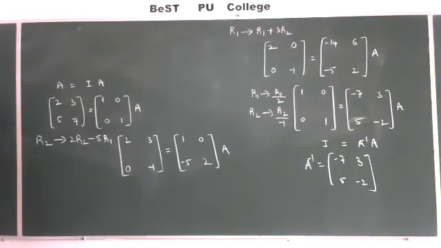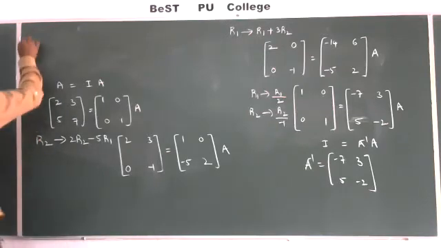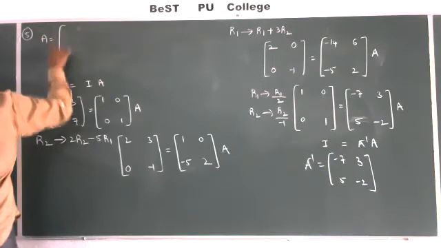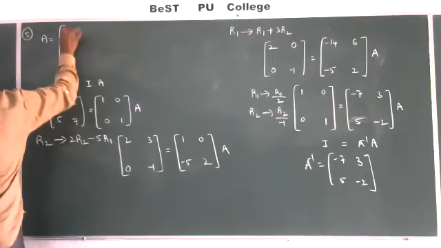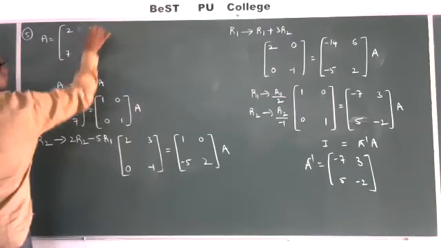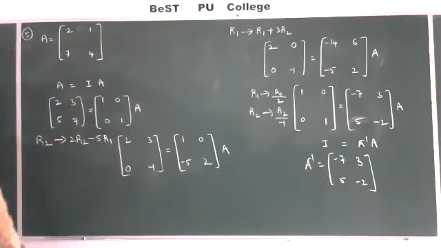Next, fifth problem. A is equal to the matrix 2, 1, 7, 4.